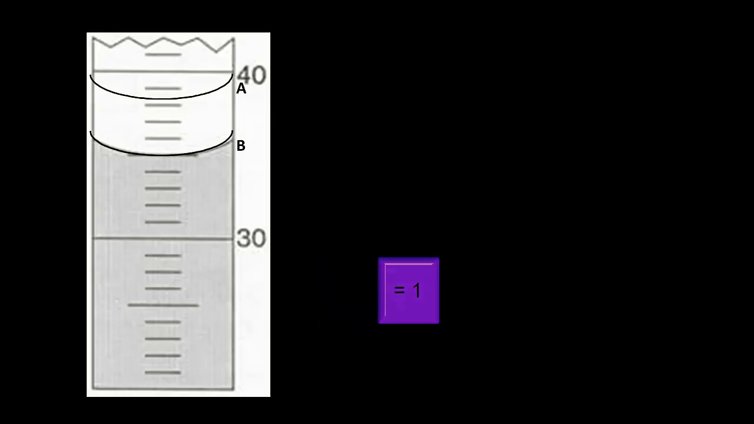Now let's look at A. We start at 30 and go up. 31, 32, 33, 34, 35, 36, 37, 38. I know it is at least 38 milliliters, and now I need to estimate. It is between 38 and 39, but closer to 38. So I am going to estimate 38.2.